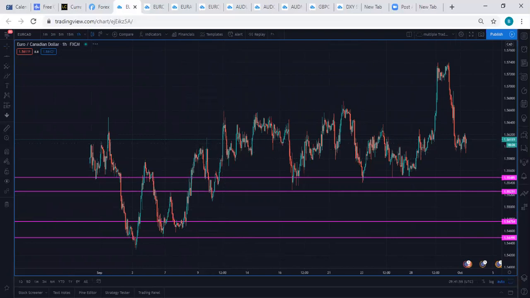And this morning, like I said, we're just considering basically drawing our support. So your support is a reversal zone from which the market starts a journey of buying.